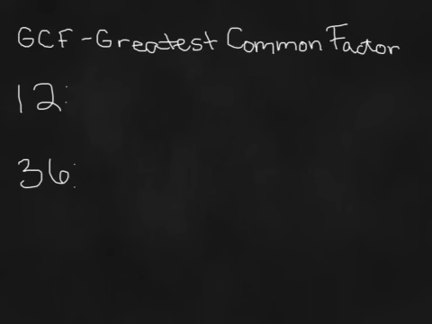Wyrick with a video on how to find the greatest common factor of two or more numbers. The first way we can look at is to find all of the factors of the two numbers and put them in a list. So the factors of 12 are 1, 2, 3, 4, 6, and 12.